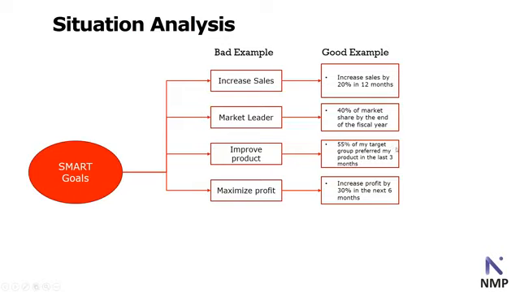Which elements did they prefer? Why did they prefer them? Do you need to change anything? Last but not least, maximize profit. It's very generic, but if you say increase profit by 30% in the next 6 months, it is something entirely different.